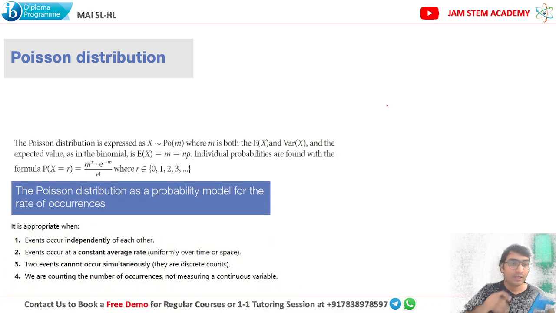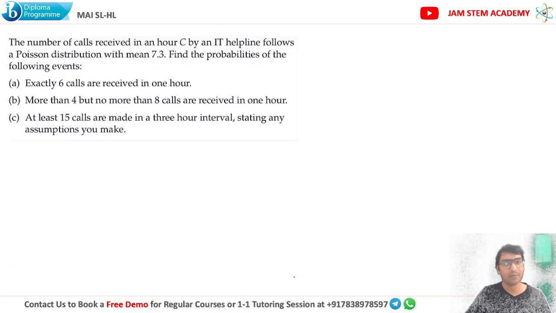The Poisson distribution is a probability model for the rate of occurrence, and always remember the following points: all the events are independent of each other. Yes, I already told you these things. Events occur at a constant average rate and cannot occur simultaneously. And also remember, we are counting the number of occurrences. We are not measuring continuous variables. Okay, let's look at another problem.